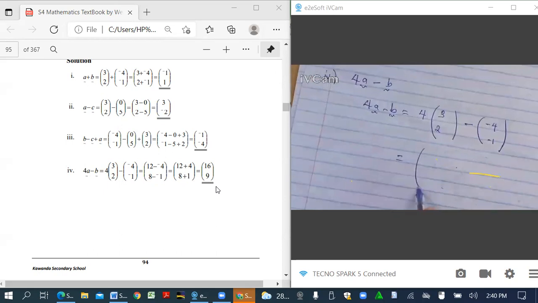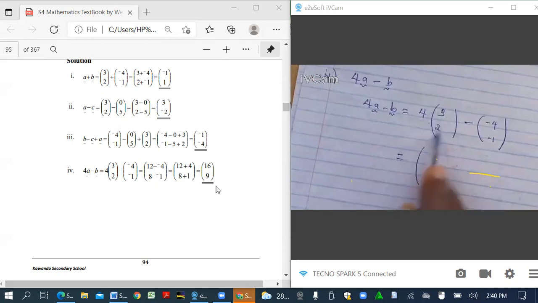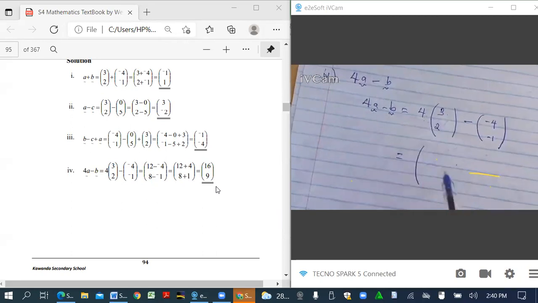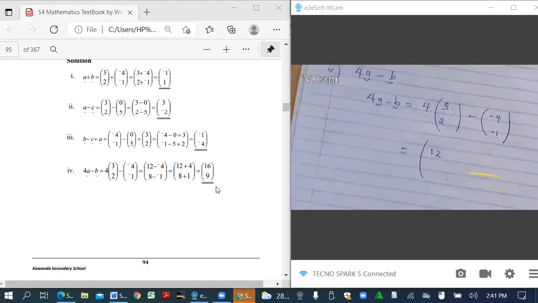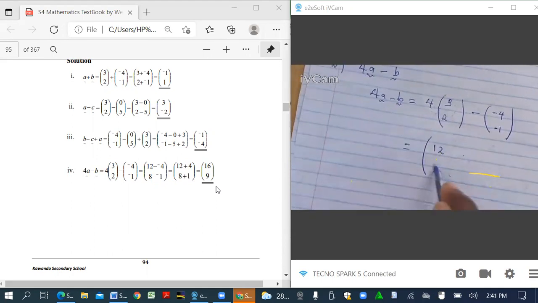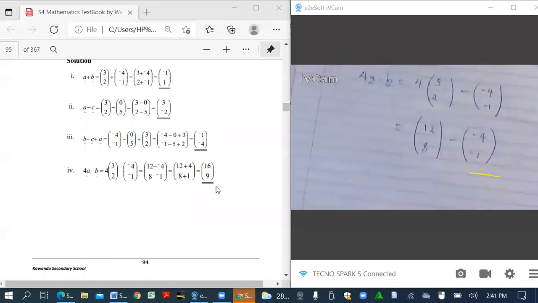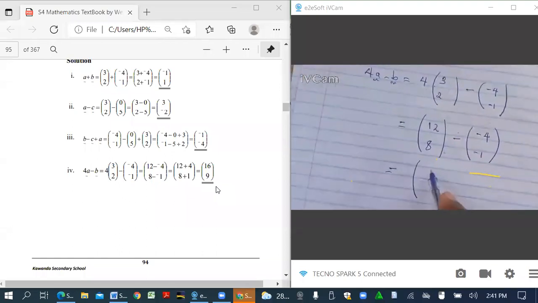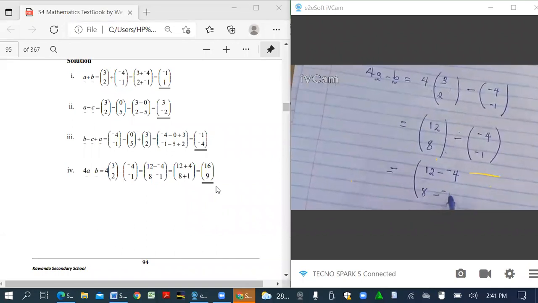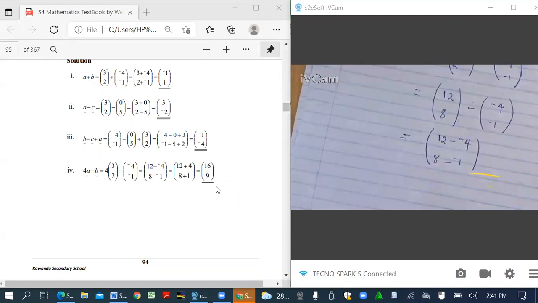So we start by first expanding this, by taking the 4 inside. When we take 4 inside, what do we get? We get 12, right? 12 and 8. Minus negative 4 and negative 1. So 12 minus negative 4, then 8 minus negative 1, right? Write it like that to simplify it.